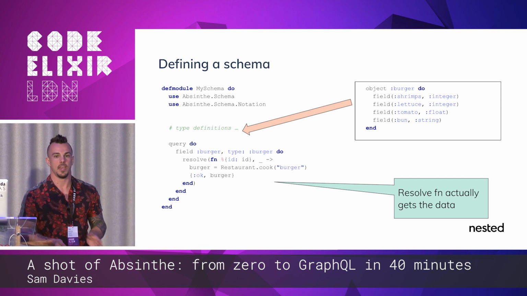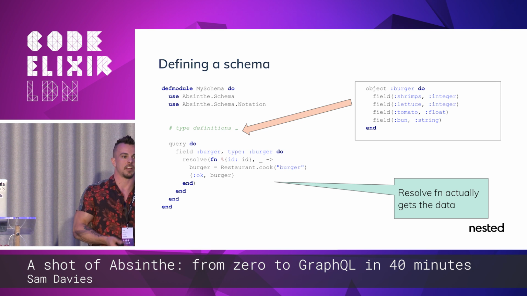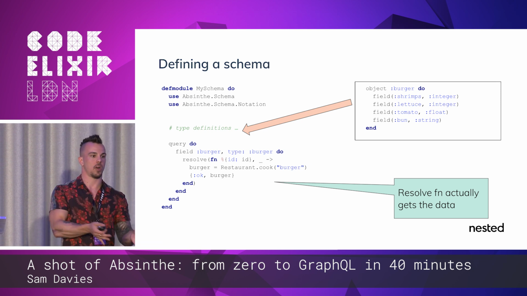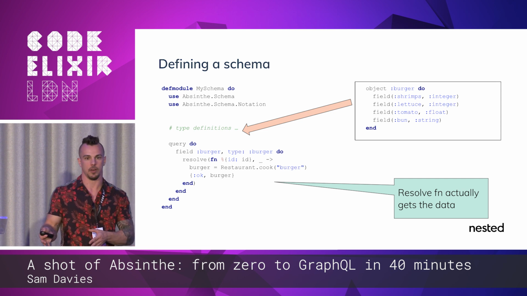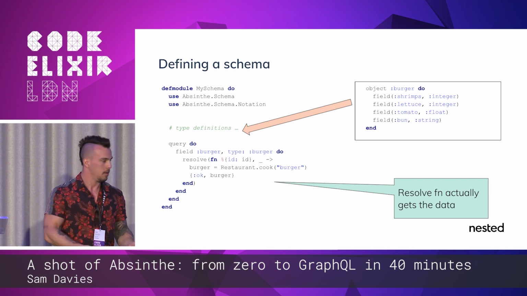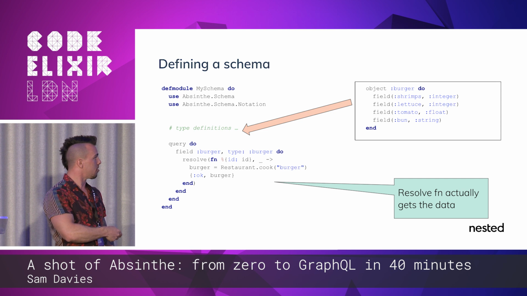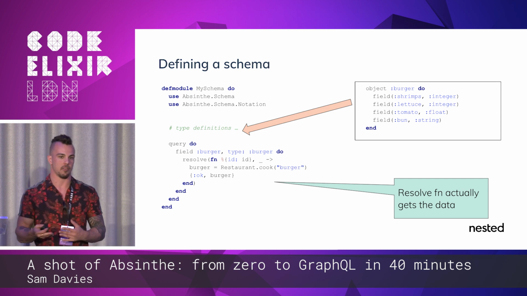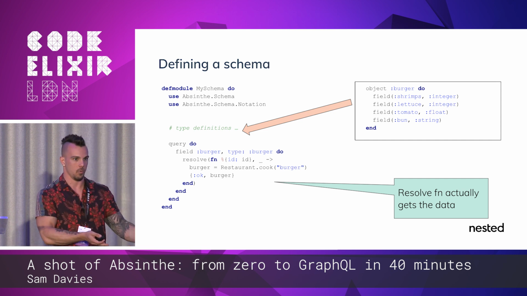The only difference here from what you've already seen is that we have to actually tell Absinthe how to get that data. We've told it what kind of shape to expect and what kind of shape to return, but we haven't told it how to actually get it. So that's what this resolve function does. And that resolve goes inside the field and tells Absinthe how to get the thing that you want to render.